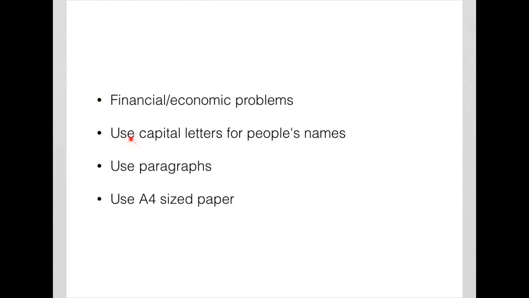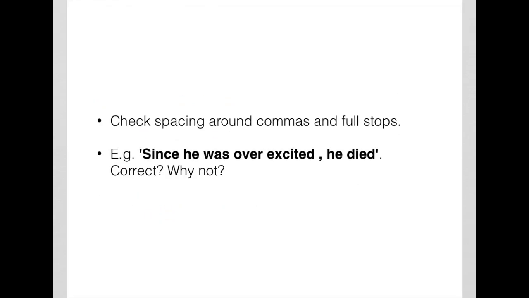Use capital letters for people's names. Tony, for example, needs a capital T. Use paragraphs. Make sure you're writing on A4 sized paper. Check your spacing around commas and full stops. For example, here it's wrong. You need to have no space between excited and the comma. You should have a space after the comma, yes.